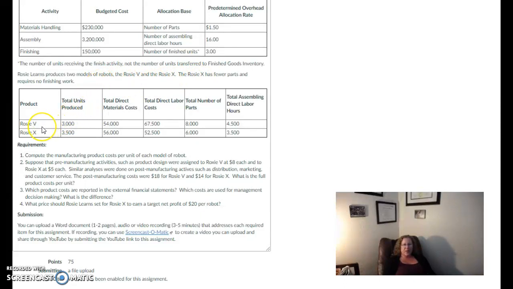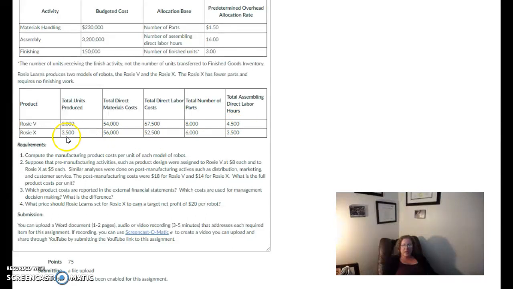Okay, so then they give you some more information. The Rosie 5, 3,000 units produced. Direct material cost was $54,000. Direct labor, $67,500. Total number of parts is 8,000, and the total assembly direct labor hours was 4,500.